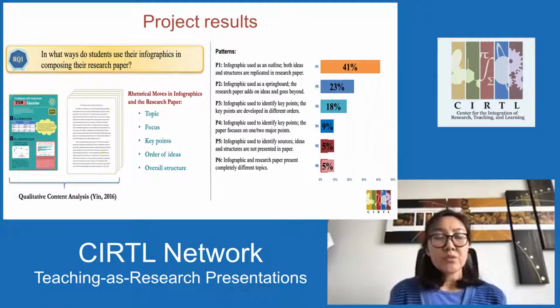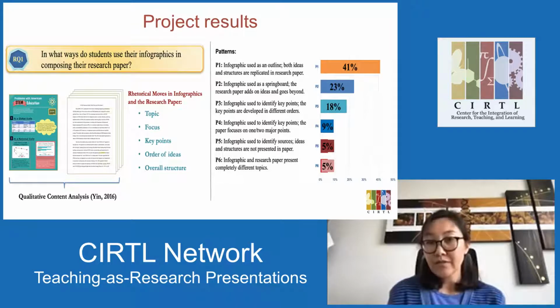My research question one was: in what ways do students use their infographics in composing their research paper? I did a qualitative content analysis looking at the infographics and the research papers based on five rhetorical moves that are observed both in infographics and the research paper. Those include topic, focus and key points, order of ideas, and the overall structure.